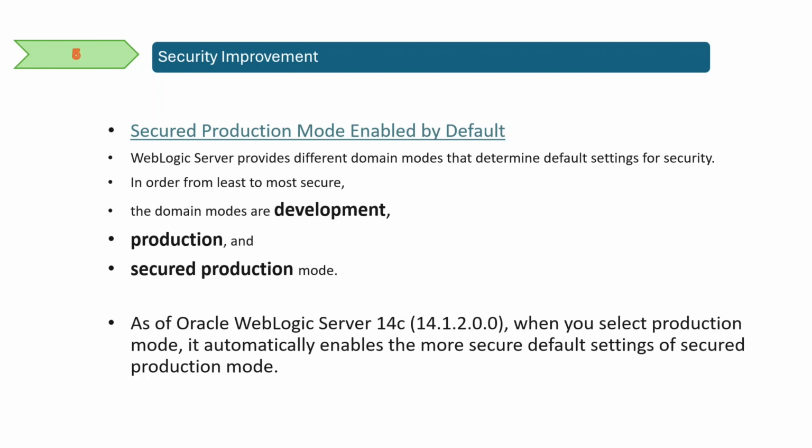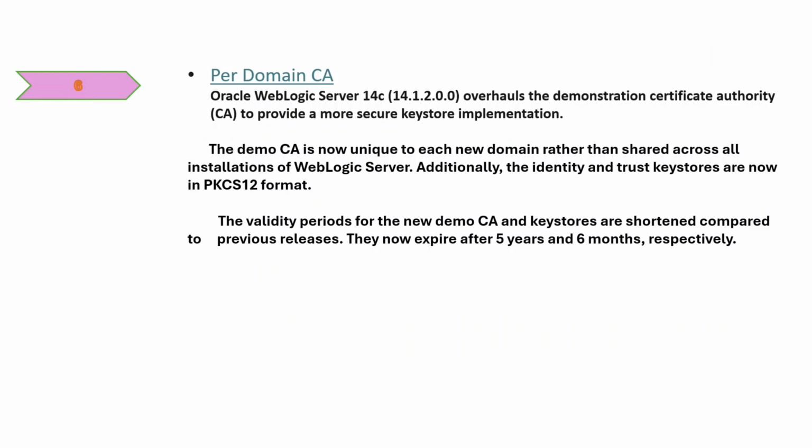As of Oracle WebLogic 14c, when we select production mode, it automatically enables the more secure default settings of secure production mode. We will also see some changes in terms of the domain CA. They have added a per-domain CA. Now WebLogic 14.1.2 comes with domain-wise certificates, and that demonstrates a certificate authority to provide a more secure keystore implementation.